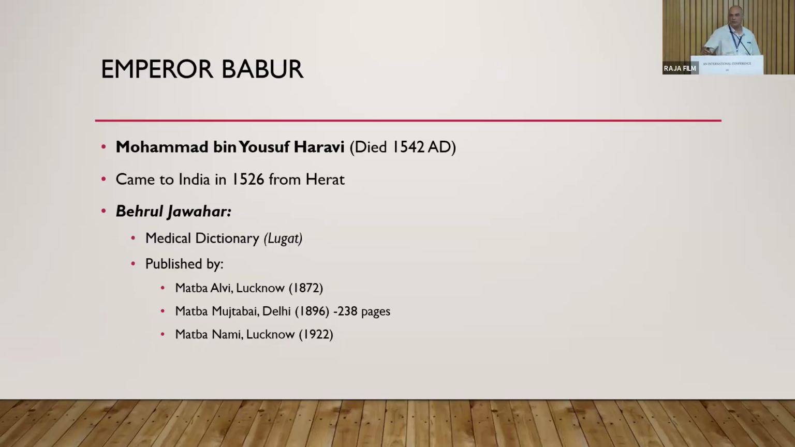I have listed only a few texts, not all the texts, though many texts were written during this period. I have only listed a few for your interest. During Emperor Babur, a very important Hakim, Muhammad bin Yusuf Harawi, came to India in 1526 along with Babur from Herat, and this is his publication Bahrul Jawahar. It's basically a medical dictionary. At that time, there was no tradition of writing a dictionary. Even in previous records, we don't find a medical dictionary, but this was the first person who wrote one, and it has been published by different publishers from time to time.